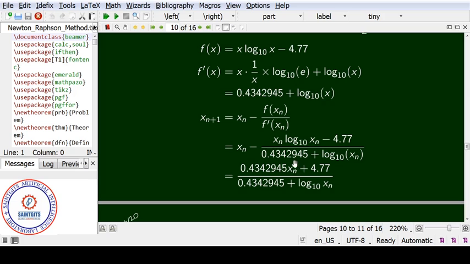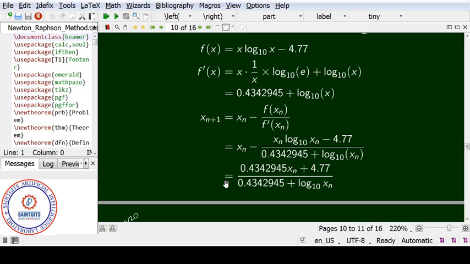Simplifying this expression, as in the previous case, we cross multiply and simplify. We get 0.4342945 xn plus 4.77, minus into minus plus, whole divided by 1 into 0.4342945 plus log to the base 10 xn. This is the iterative formula to find the solution of this transcendental equation, x log to the base 10 x minus 4.77.